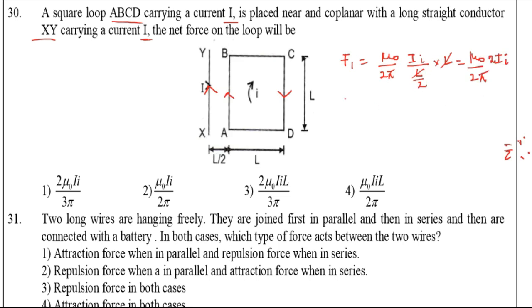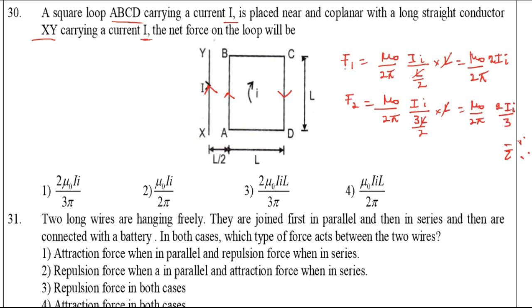Now F2 is the force between XY and CD. That is equal to mu naught by 2 pi into I by the distance from CD to XY, which is L plus L by 2, that is 3L by 2, into L. So this L and L get cancelled. We get mu naught by 2 pi into 2I by 3.